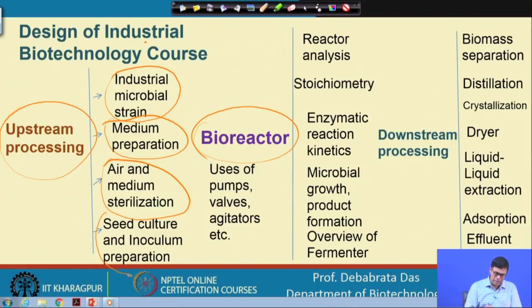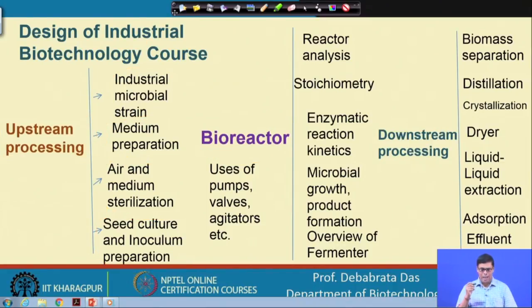Then seed culture and inoculum preparation also play a very important role. Why? Because when we discussed the life cycle of the cell, we came across the different phases of growth. We have lag phase, log phase, stationary phase, and death phase. Organisms are very active in the log phase, and whenever we prepare any kind of inoculum for the fermentation process, it should be between the mid log phase and late log phase, just to ensure that your organisms are active. So these are the different upstream processing steps that we have.